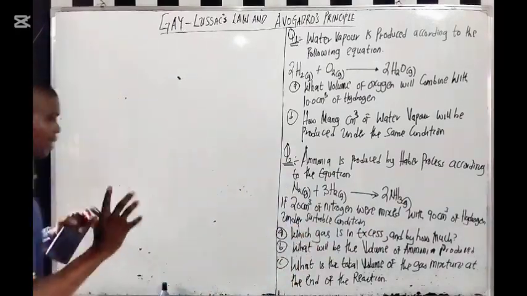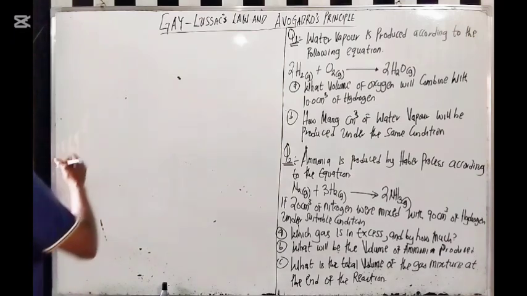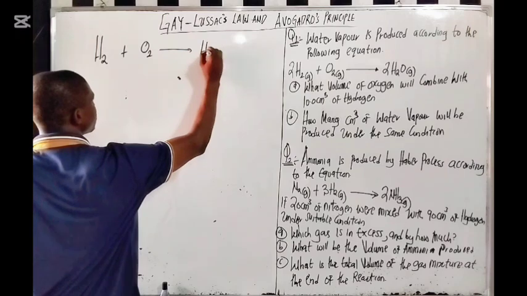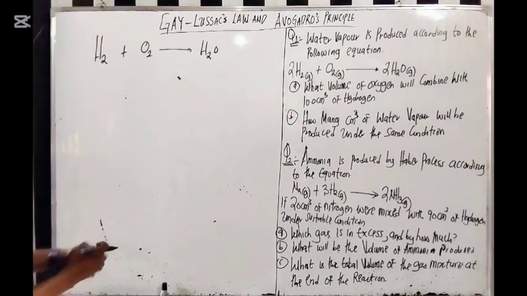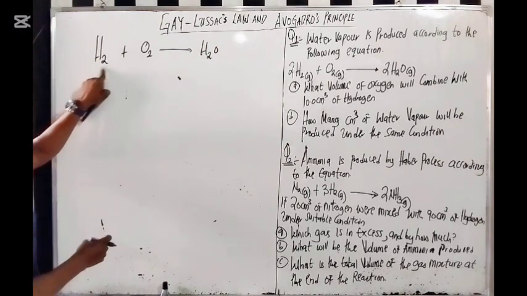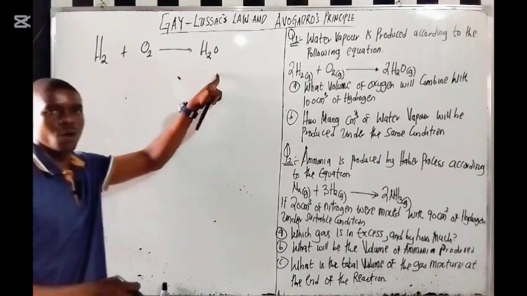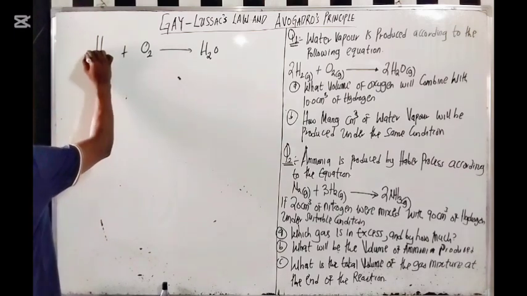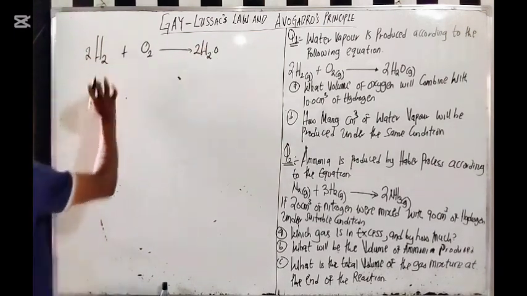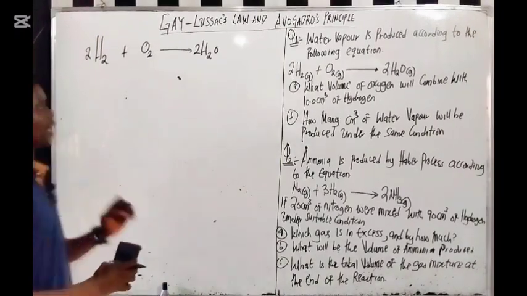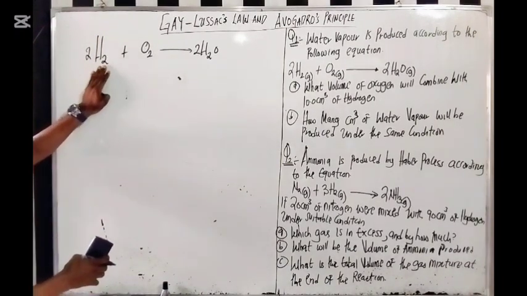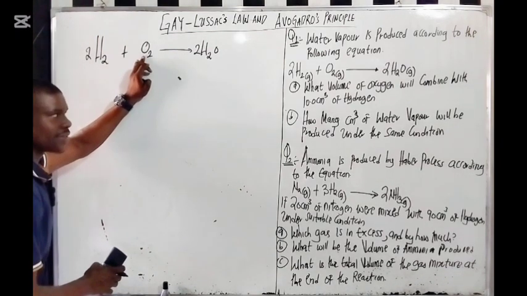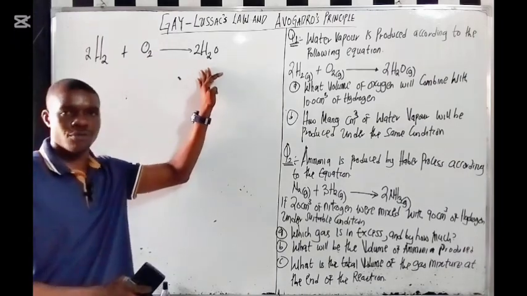Now let me explain so you understand the principle here. If, for example, we have H2 plus O2 produce H2O, that is hydrogen gas reacting with oxygen gas to produce water, right? Now let's balance the reaction here. Remember, if you put a 2 here and a 2 here, it is balanced, right? It means that two molecules of hydrogen always react with one molecule of oxygen gas to produce two molecules of water.